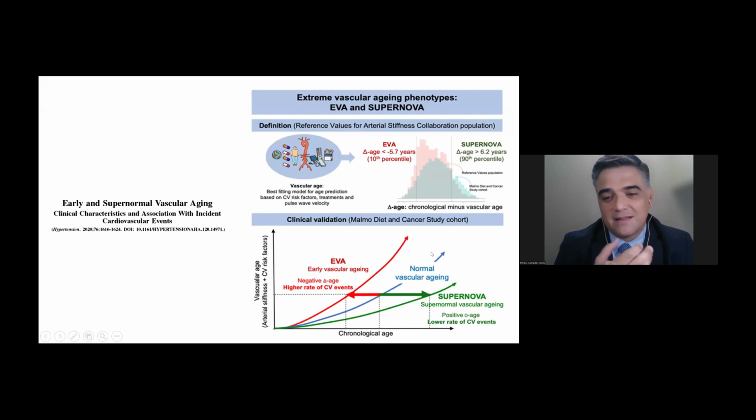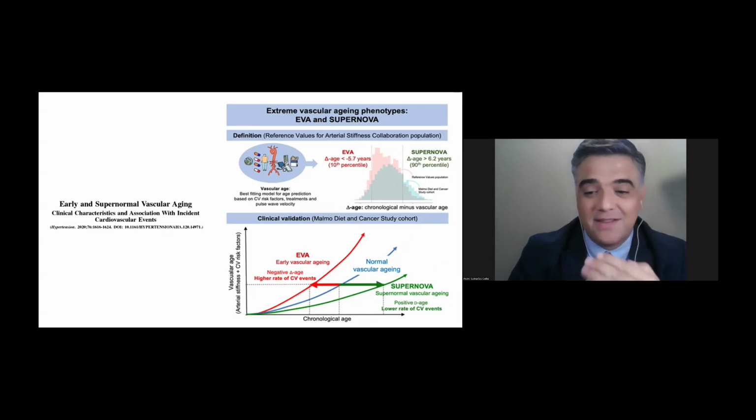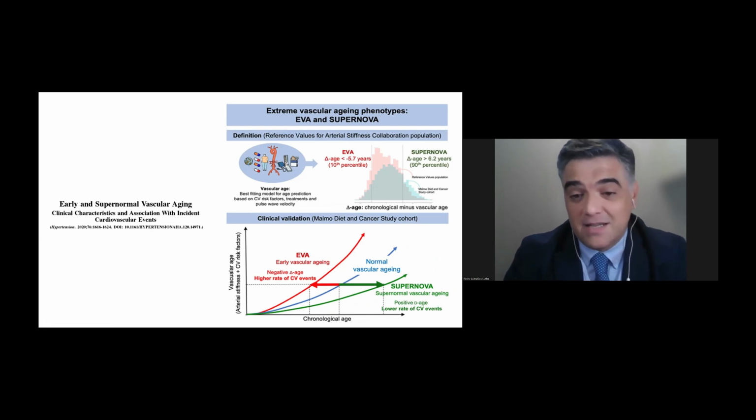And we have put this to the test with a study done with the Reference Values Cooperation, estimating vascular age from a combination of their pulse wave velocity, their medication, and the influence of different cardiovascular risk factors, and then comparing this estimated biological age with their real chronological age, and defining those that have early vascular aging and supernova as the extremes of the distribution of this cohort, and then validating these definitions in the Malmo Diet and Cancer Study cohort, only to show that those that have supernova, which is that they have a chronological age that is 6.2 years higher than their biological age, i.e. their arteries have not aged, have a 41% lower risk of cardiovascular events and cardiovascular disease, as opposed to the early vascular aging subjects that have 2.17 times higher risk of cardiovascular disease.